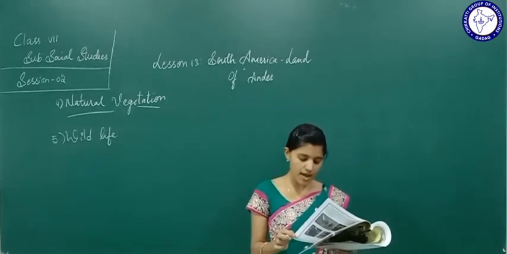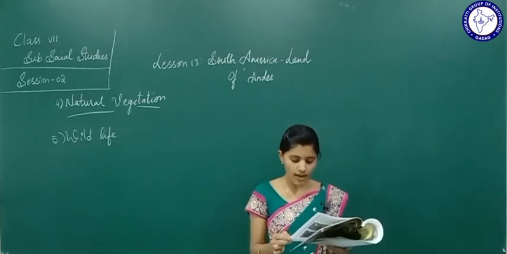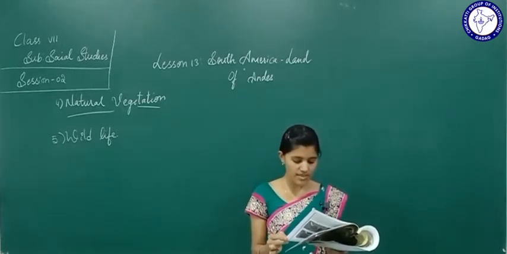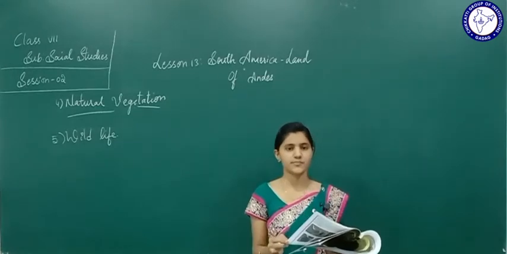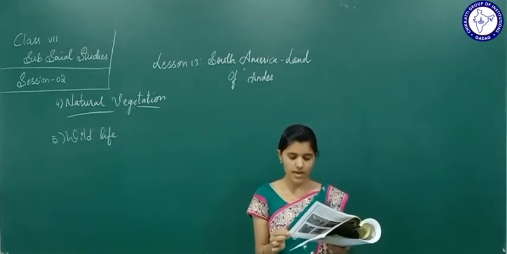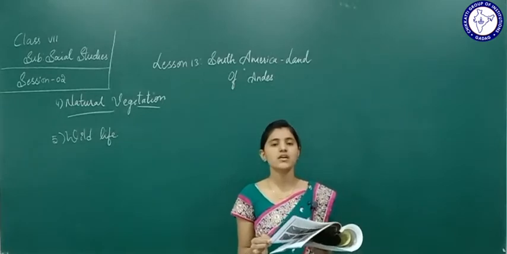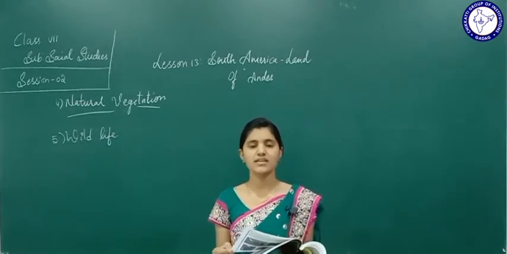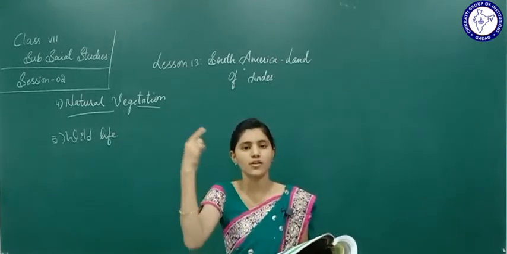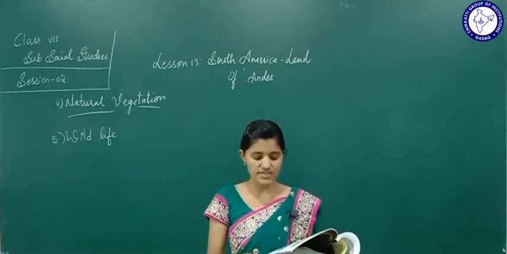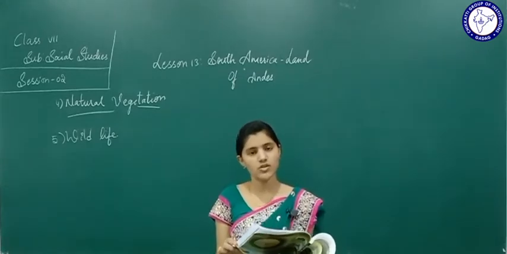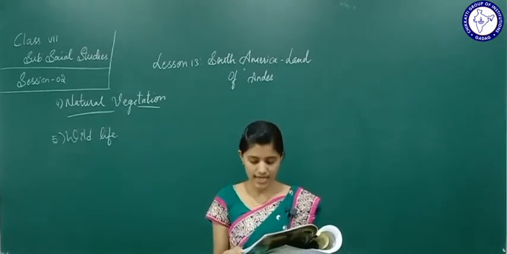The llama and alpaca are animals similar to camels as they have long necks. Llama and alpaca, they are animals similar to which? They are similar to camels, as camels also have long necks. These animals, that is llama and alpaca, also have long necks.